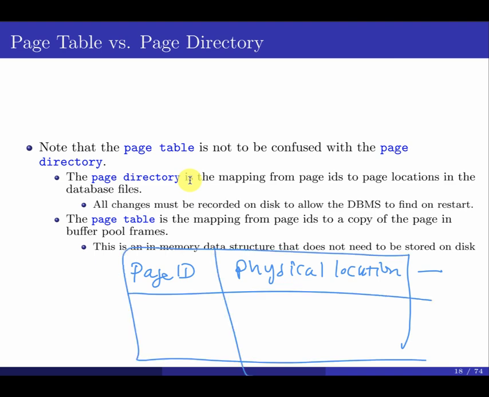Let's make it simpler, smaller. The page ID, for example page one, would say disk 5, cylinder 2, block 2, whatever. This information is exactly where the page gets stored. Or, to put it simply, you can say file 1 and offset 2 within that file. This information can be stored there, the physical location of the data. The page table is the mapping from the page ID to a copy of this page in the main memory, in a frame in the main memory. Make sense?